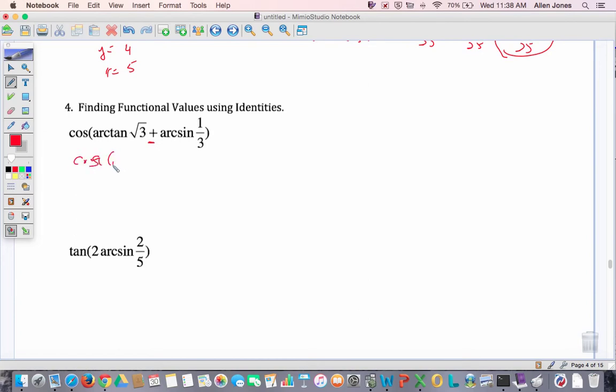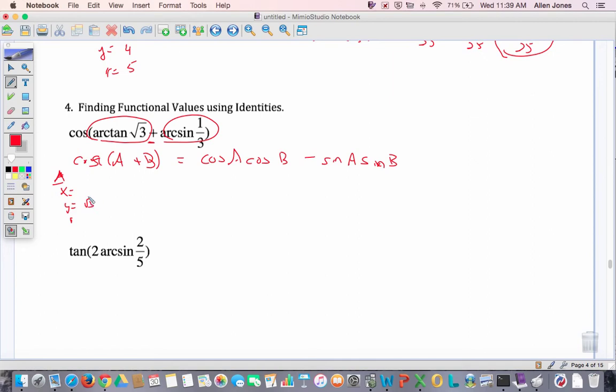Okay, so a couple more along those lines here that are kind of trickier using our angle identities. Notice I have a sum here, so I have the cosine of A plus B, which is the cosine of A times the cosine of B, minus sine A sine B. Notice we have two angles here. We have one for the arc tangent, one for the arc sine.